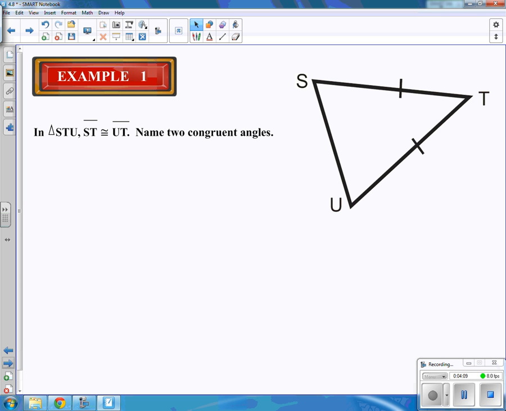All right, so a few short examples here. Well, it looks like we have triangle STU, and we can see in the diagram that side ST is marked congruent to side UT. So now that we know our theorems, we have to figure out which two angles would be congruent. In this example, you just want to look for the opposite angles. So if I look at side ST, the opposite angle would be angle U. And if I look at side TU, the opposite angle would be angle S. So I know that angle S is congruent to angle U. Okay, and this is by the base angles theorem.